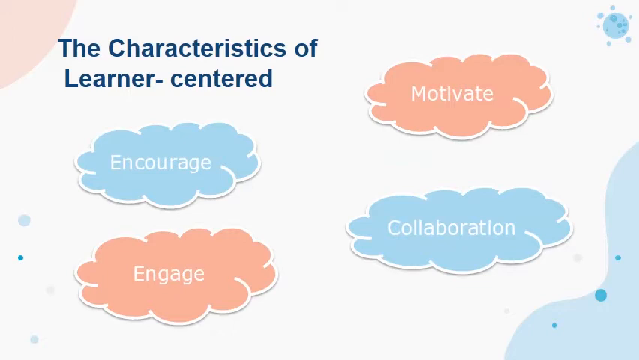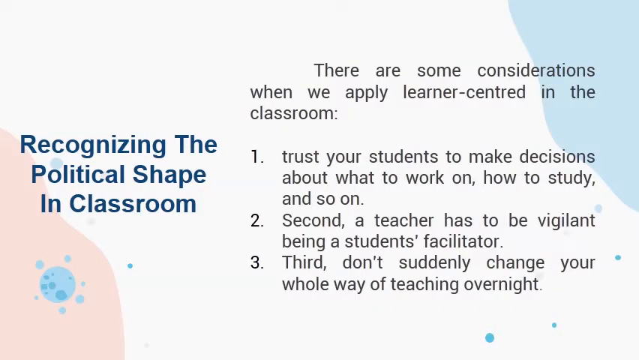Third, learner-centered engages students with class activity and involves them in determining what they want to do. The last one, this method consists of collaborative work, which allows students to discuss with their partners in order to do or determine something. Recognizing the political shape in the classroom. Unlike a traditional method, there are some considerations when we apply learner-centered in the classroom.